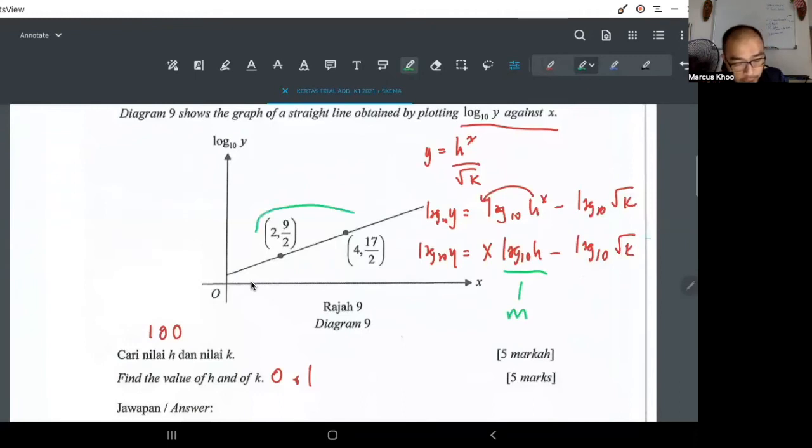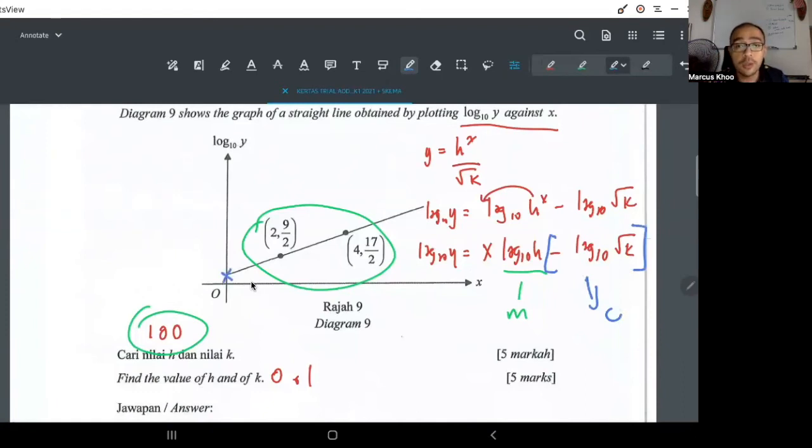Can I calculate the gradient? Yes, you can. So you find the gradient equals log 10 h, and then you shift log to find the value of h. You should get about 100. Secondly, minus log 10 root k is our c, which is here.